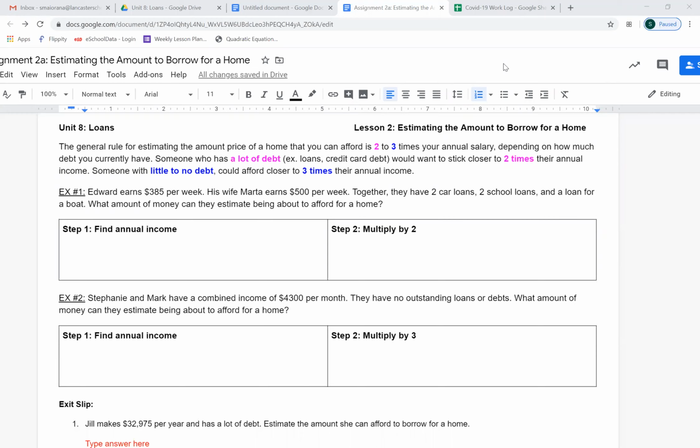And now we're going to get into some more details about how to figure out how much is appropriate to borrow for a home. So that's the goal of today's lesson, is to estimate the amount that you're able to borrow for a home loan.